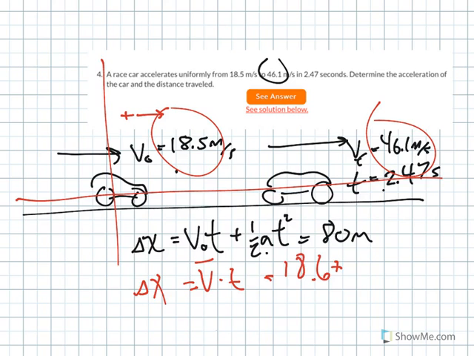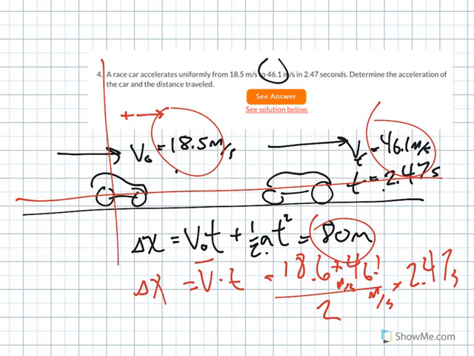So it's 18.5 plus 46.1, and to get the average, divide those by 2, and then multiply that by your time, 2.47 seconds. And these both have units of meters per second. You end up with the same answer. So there you go.